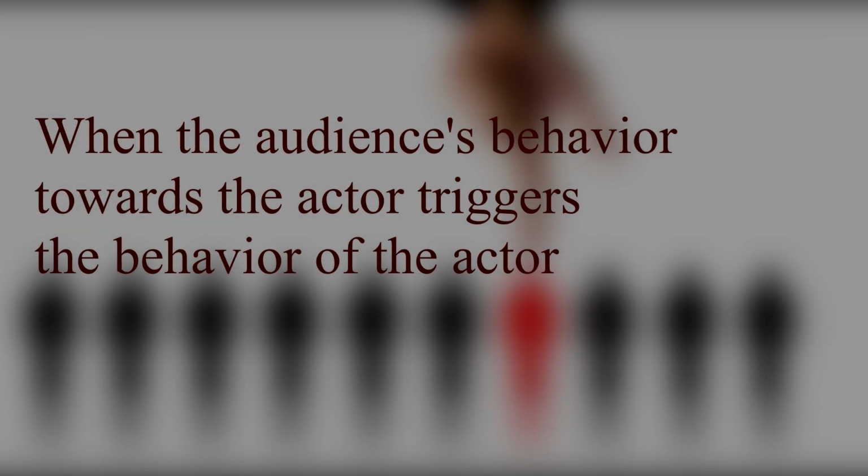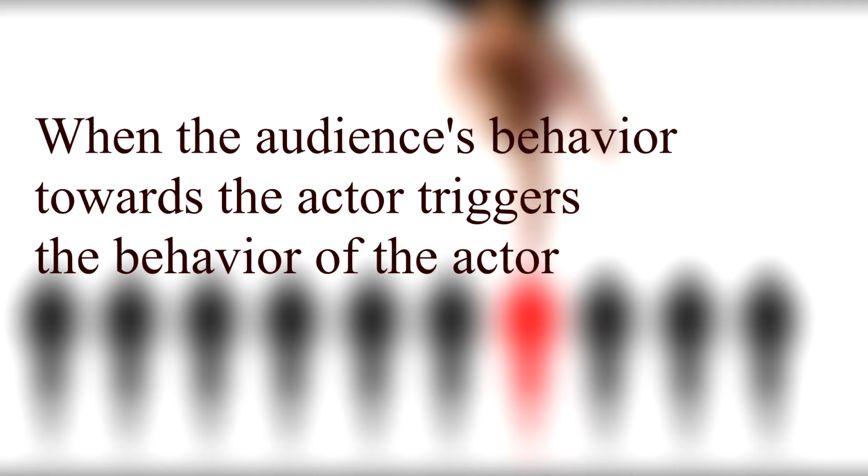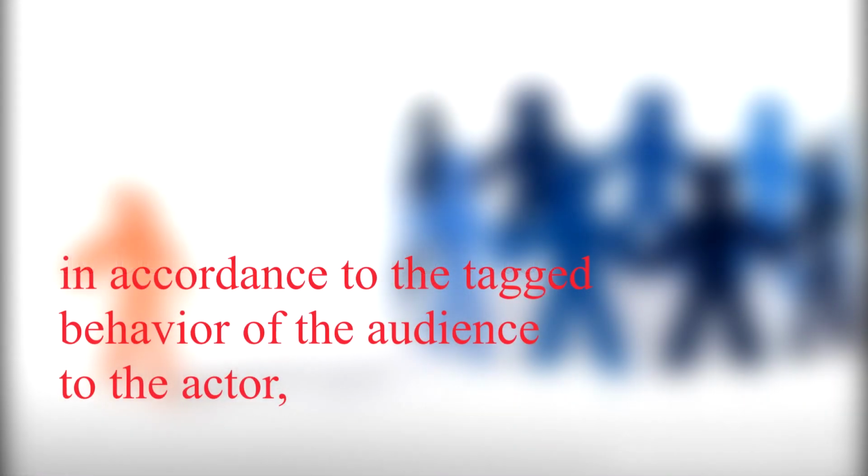This labeling of rule violation comes with some costs: institutionalization of the deviance, backtracking, effective social control, and anticipated deviance. An actor who committed a deviant act can develop stigma from the audience that causes status loss and social discrimination. Also, the actor's behavior may become a self-fulfilling prophecy. According to Merton, this is when the audience's behavior towards the actor triggers the behavior of the actor in accordance to the tagged behavior of the audience to the actor.